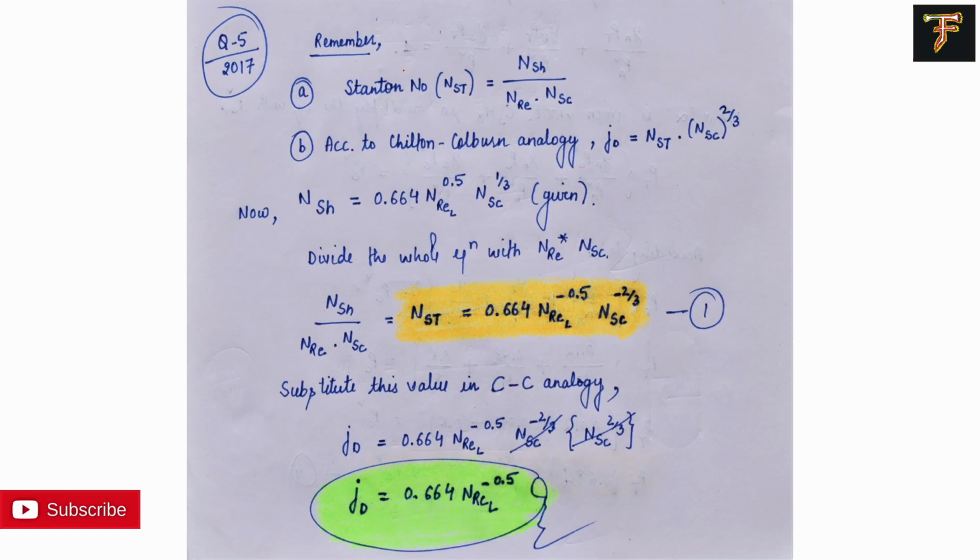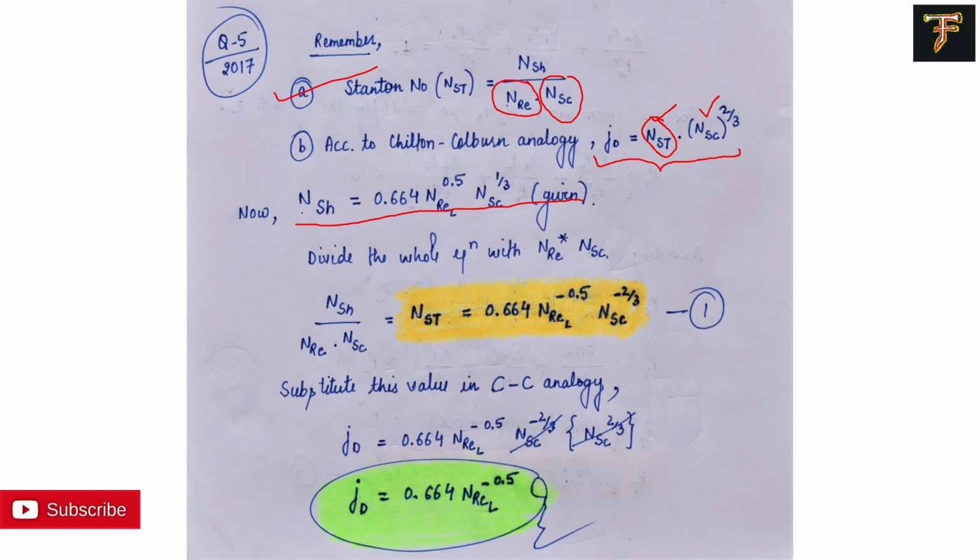We know the Stanton number is the Sherwood number divided by the Reynolds number times the Schmidt number. And the Chilton-Colburn relation is JD equal to NSt, the Stanton number, times the Schmidt number raised to the power 2/3. So we have to calculate NSt. Once you put this value here, we can solve it. This relation is already given to us.